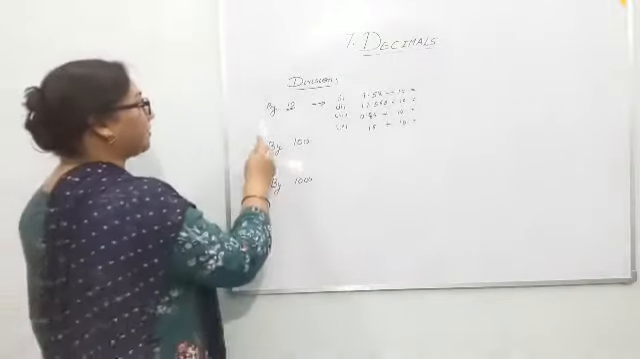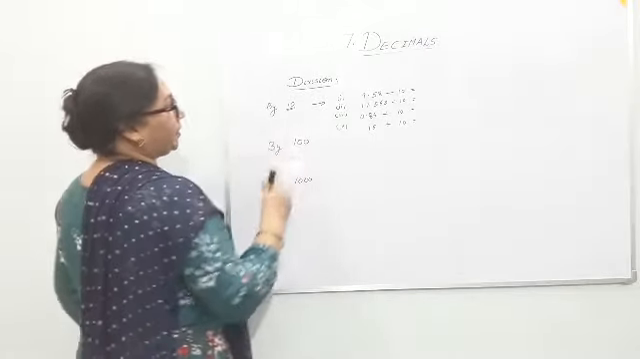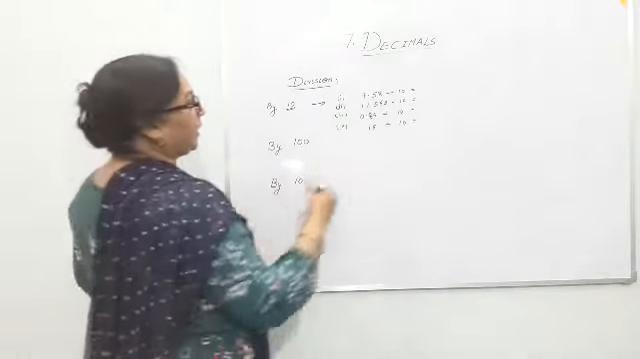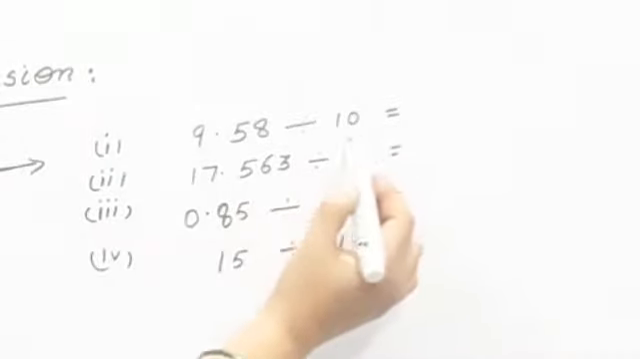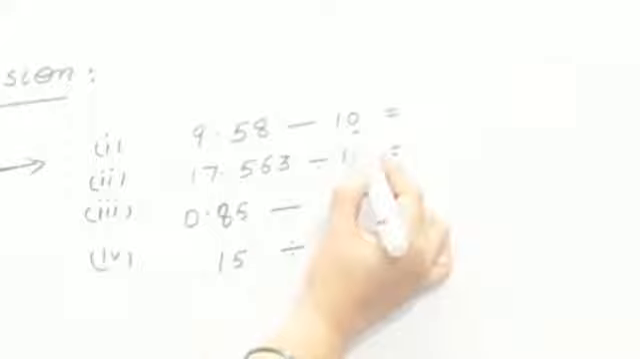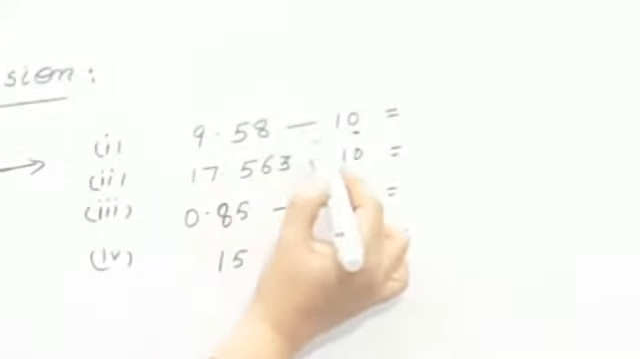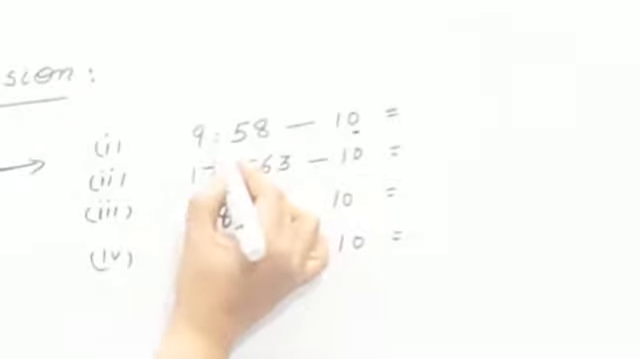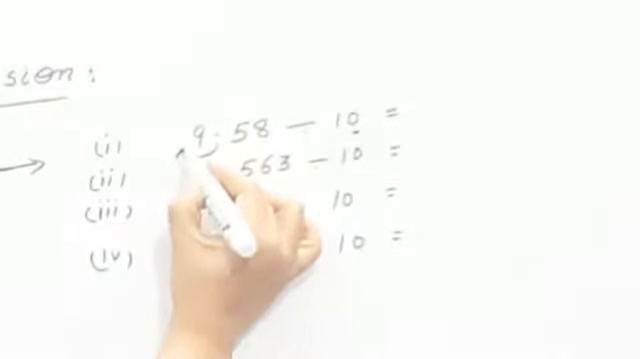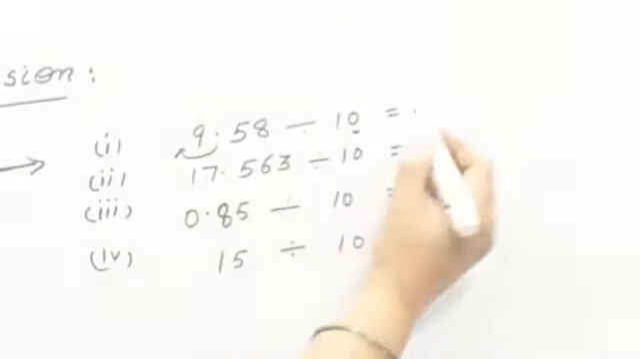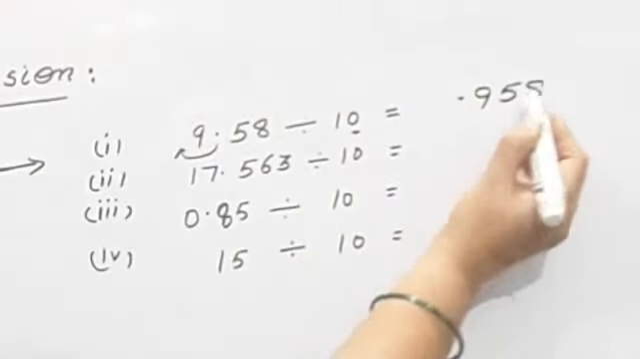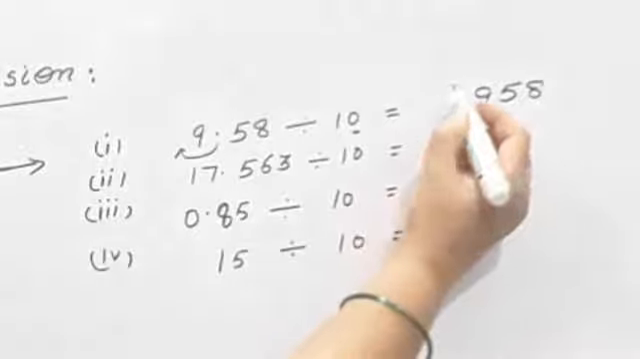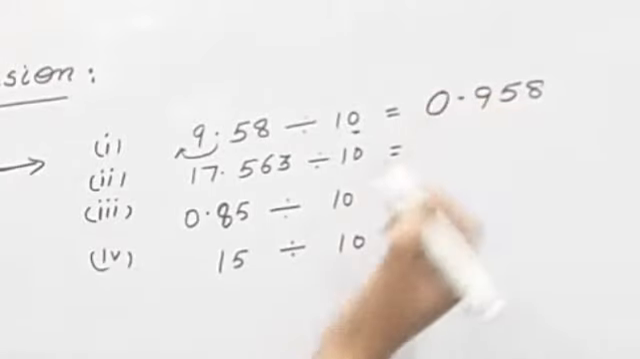Here is the first example, division by 10. The dividend is 9.58. Divisor is 10. So 10 has one 0, so when you divide 9.58 by 10, decimal shifts towards left by how many places? 1. So it becomes 0.958. As the integral part is 0, we can write 0 in front of decimal.